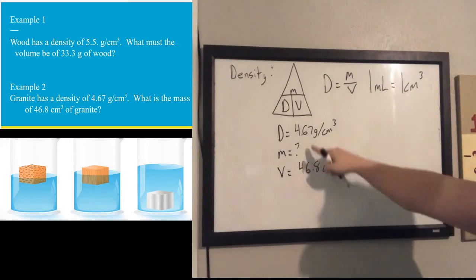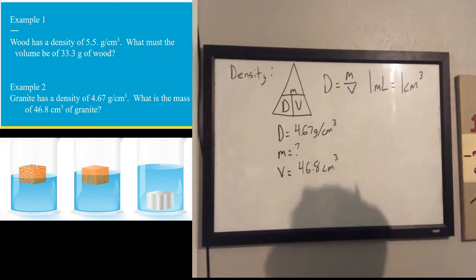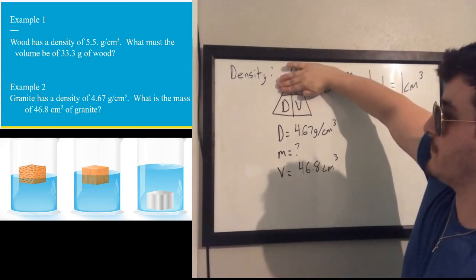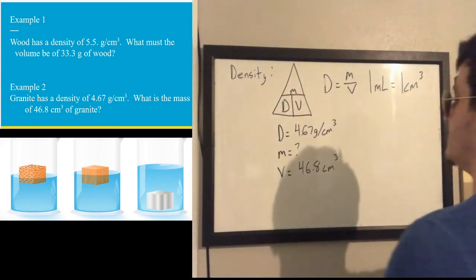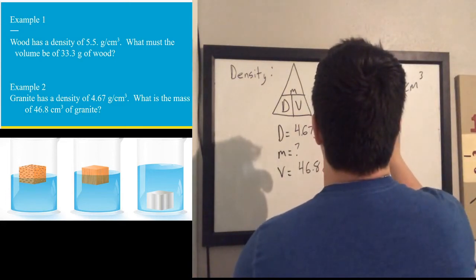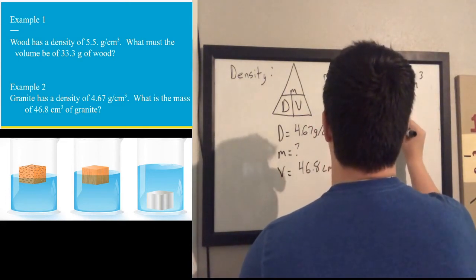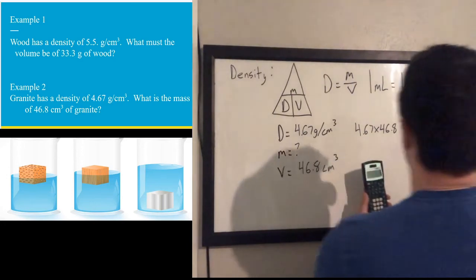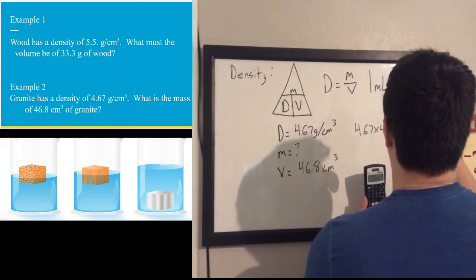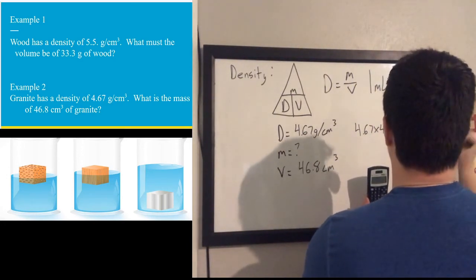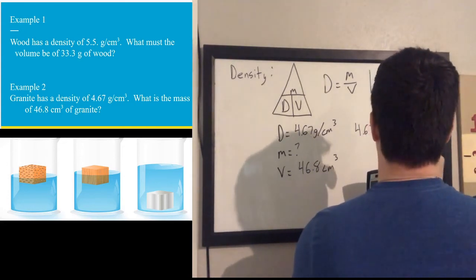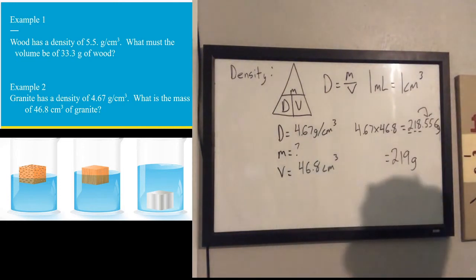I've got 3 sig figs here, I've got 3 sig figs here. I just got to make sure that my answer gets rounded to 3 sig figs. If I cover up the mass, how am I going to solve for it? Density times volume is going to do the trick here. So 4.67 times 46.8 equals, unrounded, we get 218.556. We're going to round that to 3 sig figs, as we said before. So my answer should be 219 grams.